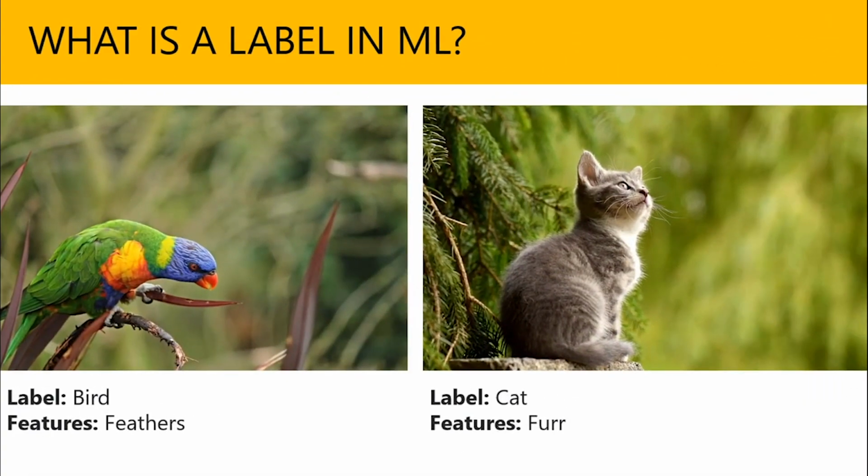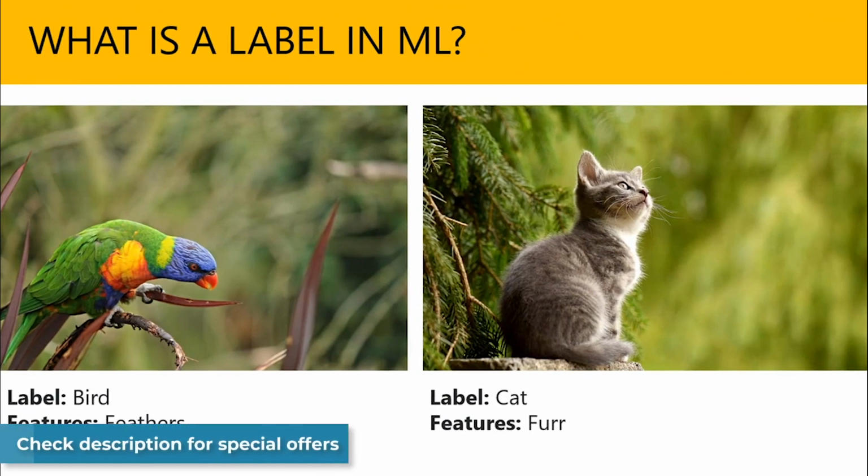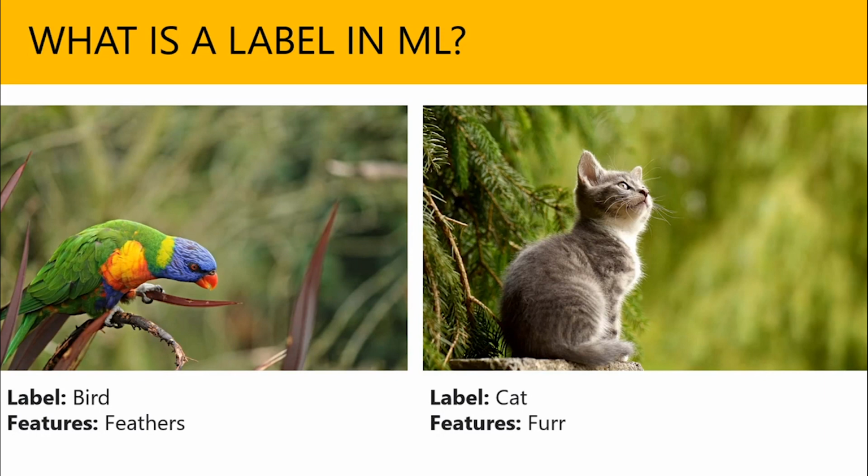Here's a visual example that sets the record straight. So two pictures here. You see a parrot, that's a bird, right? And that's the label, because it's a bird. Now features are feathers. Similarly, a cat is a label and features could be fur. So you can kind of identify now the difference between what a feature is in machine learning and what a label is. And that's important because as we move along, I'm going to be using these terms interchangeably quite a bit, even in the demos.